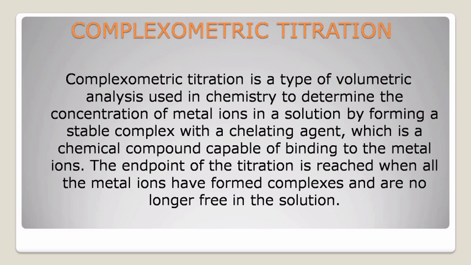Complexometric titration is a type of volumetric analysis used in chemistry to determine the concentration of metal ions in a solution by forming a stable complex with a chelating agent, which is a chemical compound capable of binding to the metal ions. The endpoint of the titration is reached when all the metal ions have formed complexes and are no longer free in the solution.